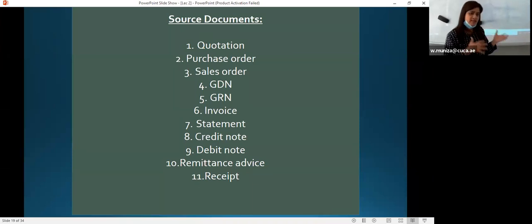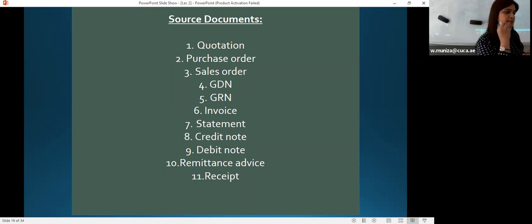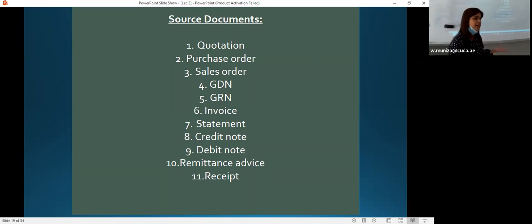Invoice. Invoice is issued by the supplier, which is going to record the quantity and the price of the product. The price and the quantity of the product, together with the other important information, it is going to be issued.